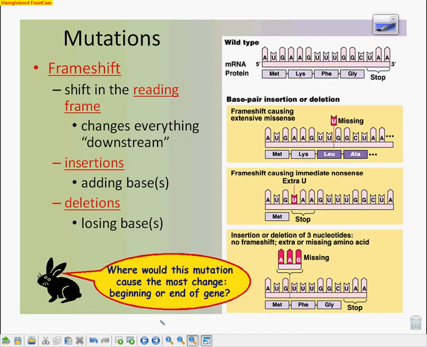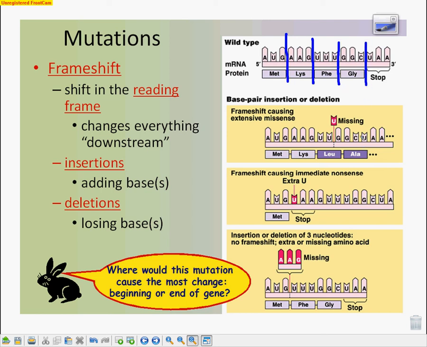Alright, now point mutations are the easiest ones to look at, and probably the ones that cause the least amount of change. Frame shifts are much more dramatic, because what happens with these is a shift in the reading frame. We've learned, and we'll look up here, that we read these in groups of 3. We called them codons, and we said it's a triplet code.